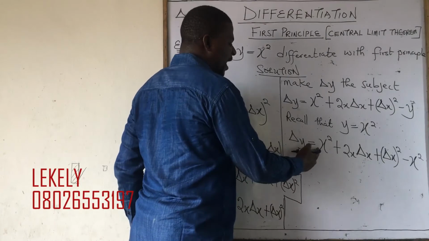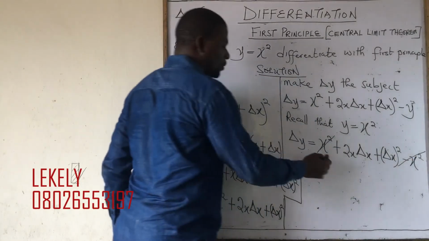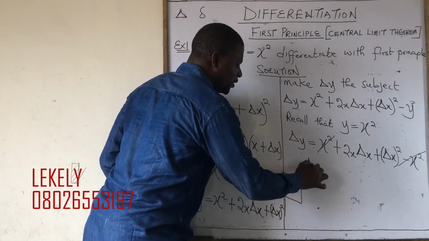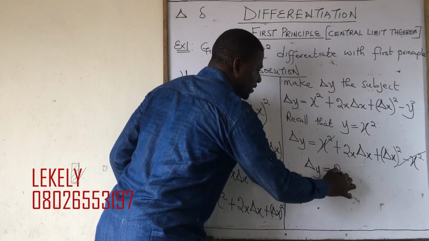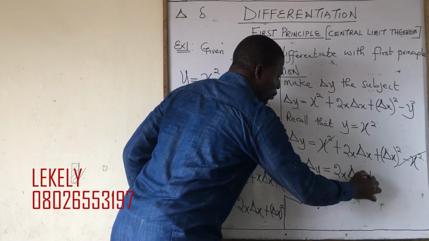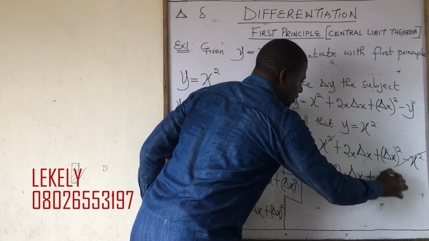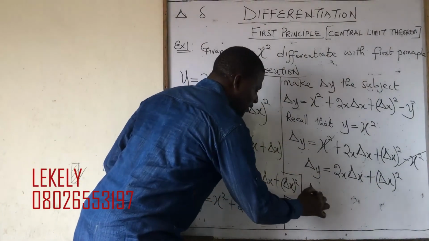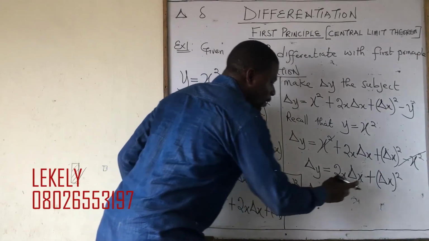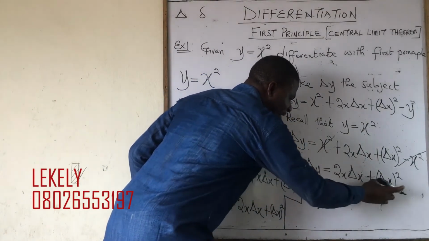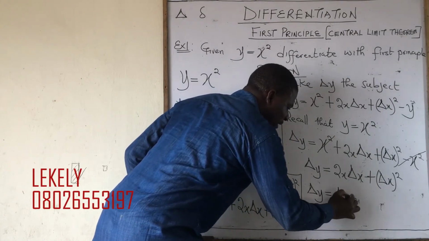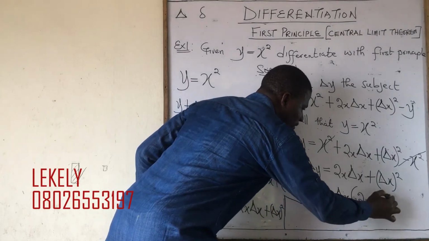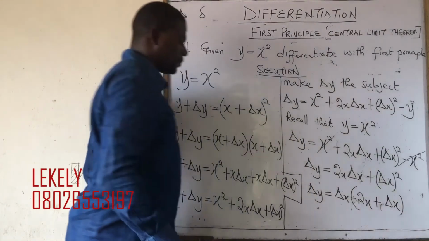So here now, this x squared will cancel this x squared because this is plus x squared, this is minus x squared, so it will cancel out. So I'm going to have change in y equals 2x change in x plus change in x all squared. You see that? So from here now, I can say change in y equals, what is common? Change in x is here, change in x is here. So bring out the change in x and open the bracket, you will be left with 2x plus change in x.